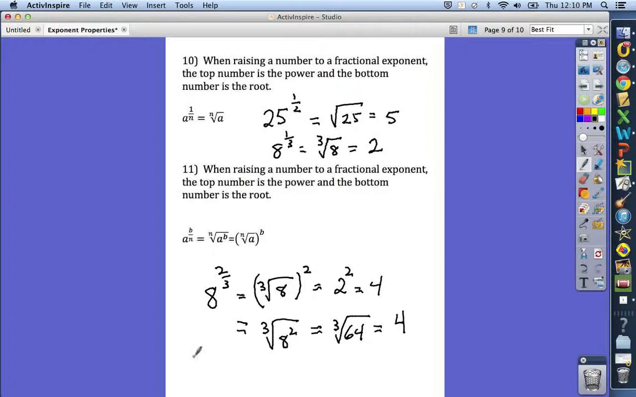Okay, so let's take a look at one more of those. Let's suppose we had a number like 16 raised to the 3/4 power. That would mean the 4th root of 16, and then take that result and raise it to the 3rd power. And again, the bottom numbers are roots, the top numbers are powers. So the 4th root of 16, what number times itself 4 times makes 16? 2 times 2 is 4, times 2 is 8, times 2 is 16. It looks like it would be 2. Raise that to the 3rd power. 2 to the 3rd power is 8. So 16 raised to the 3/4 power is 8.